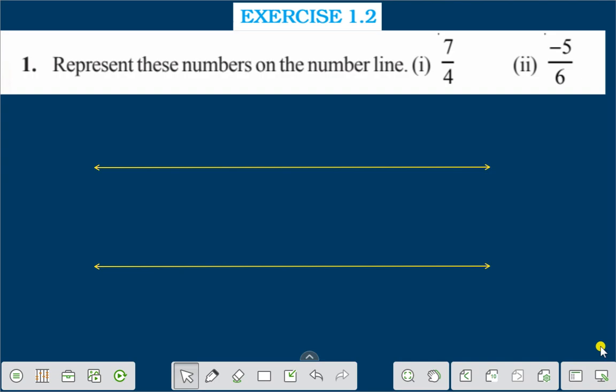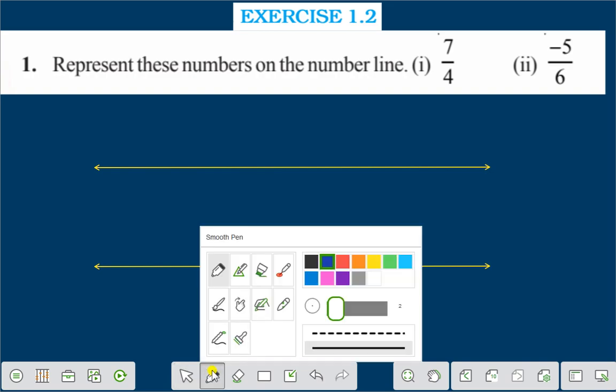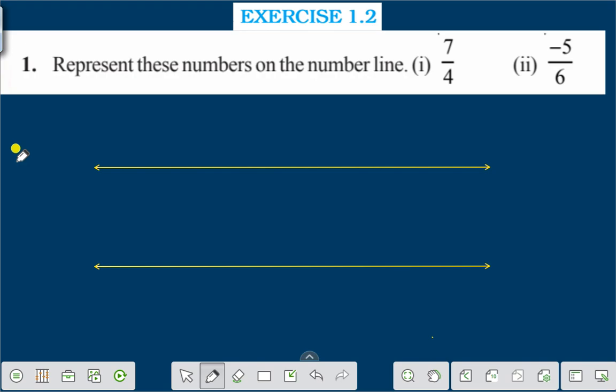Hello everyone. Today we shall discuss exercise 1.2 question number 1. Represent these numbers on the number line: 1, that is 7 by 4, and 2, that is minus 5 by 6. Let us start with question number 1. We have to represent 7 by 4 on a number line.